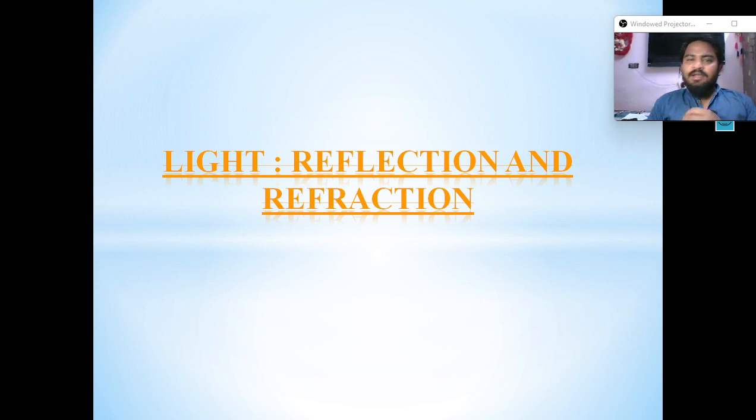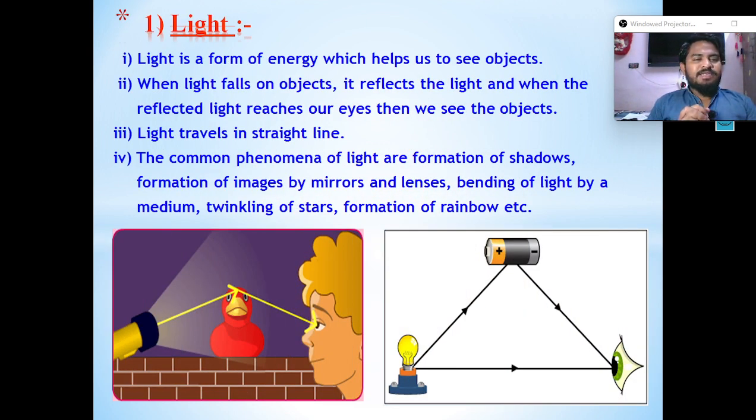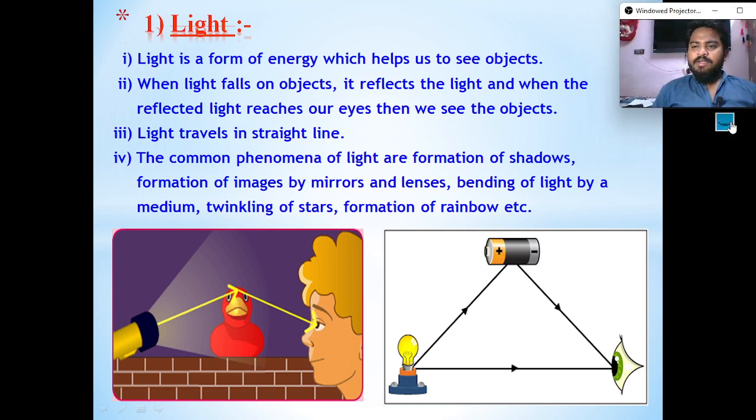Now, let's start the lesson from CBSE physics. The lesson name is light, reflection and refraction. There are four lessons in physics, but they play a very crucial role to get good marks, right? Let's start with the first lesson. In this lesson, first let's see the definition of light.